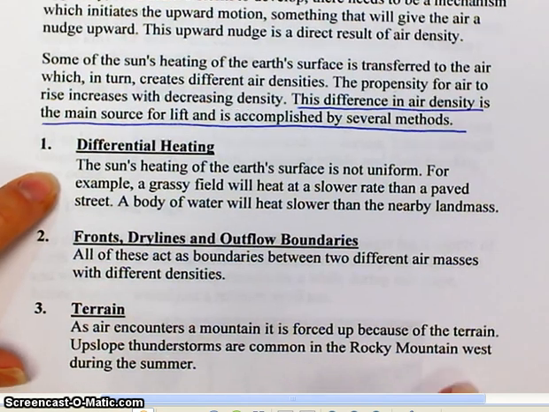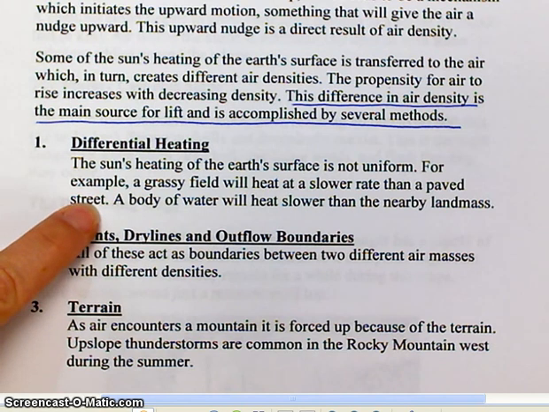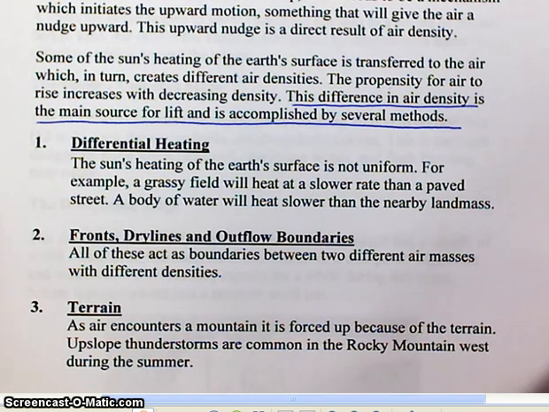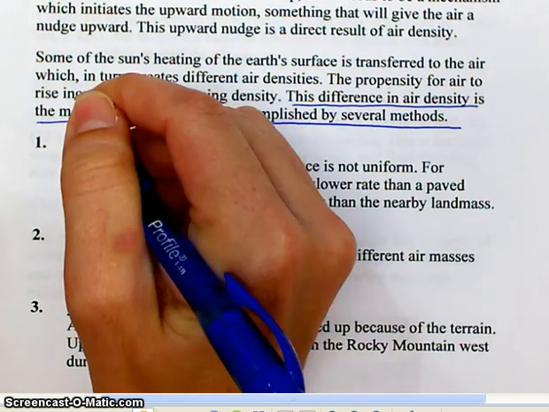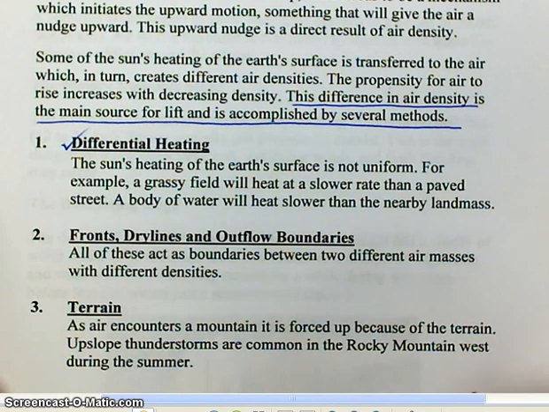Differential heating, meaning that the sun's heating of the Earth's surface is not uniform. For example, a grassy field will heat slower than a paved street. A body of water will heat slower than a nearby landmass. So, main sources of lift: differential heating.